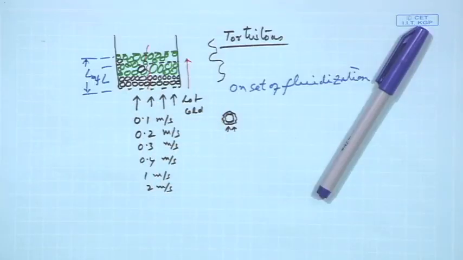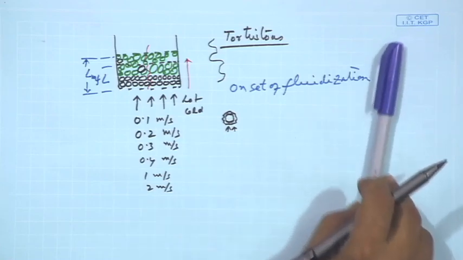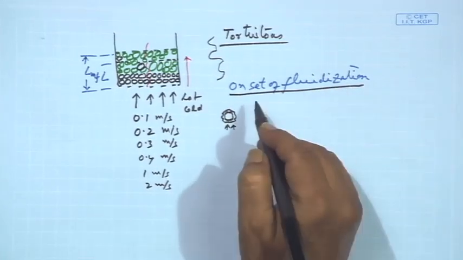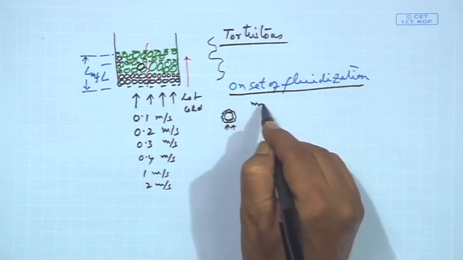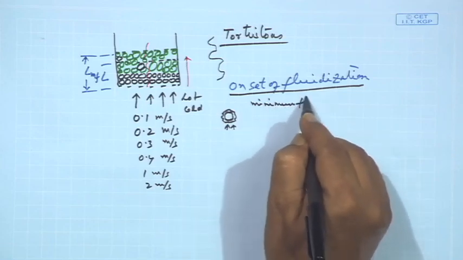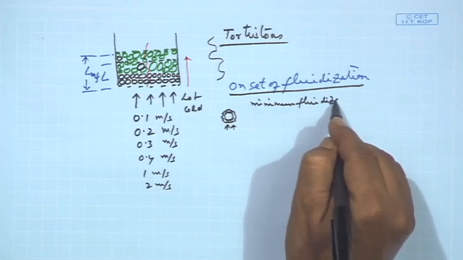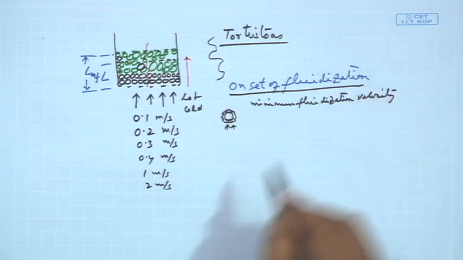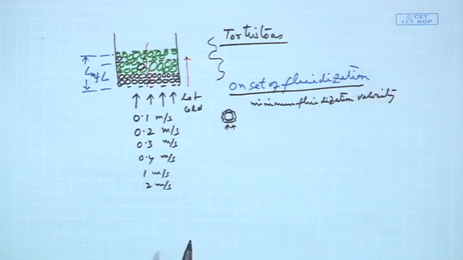So, these particles also start dancing in that environment, and the velocity at which this dancing or floating of the particles takes place, that is called the onset of fluidization, and the velocity corresponding to that is called minimum fluidization velocity, or minimum velocity for fluidization, right.